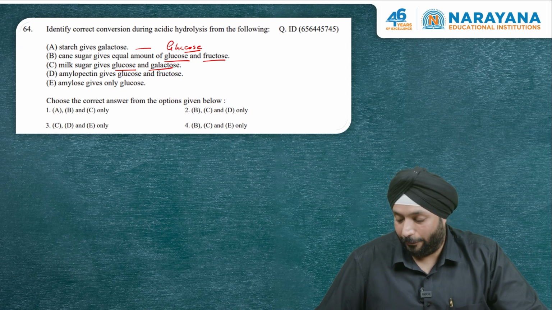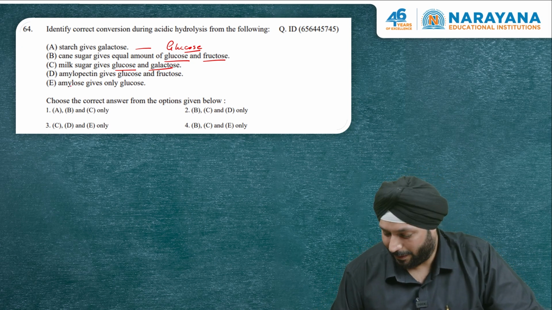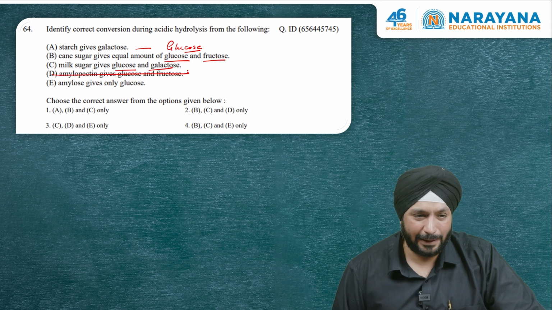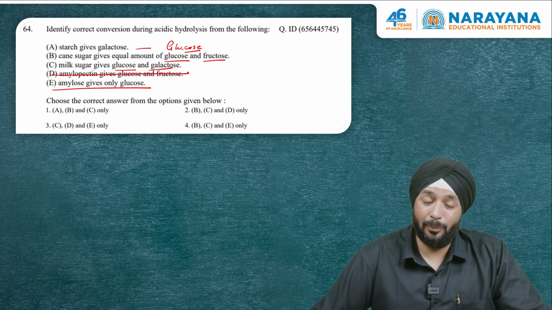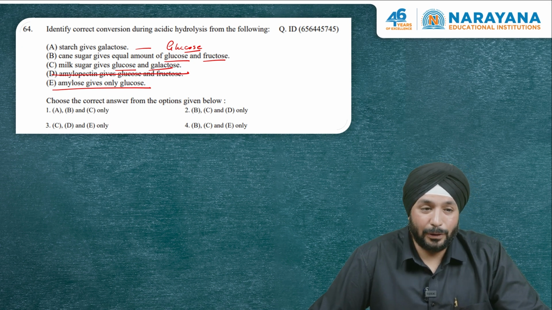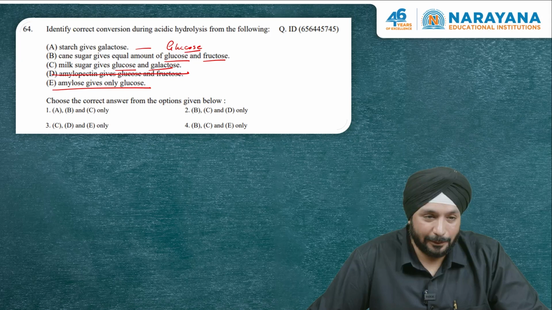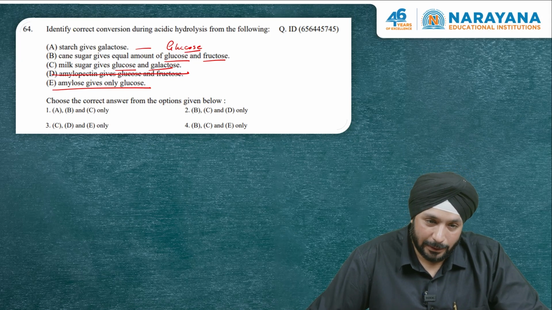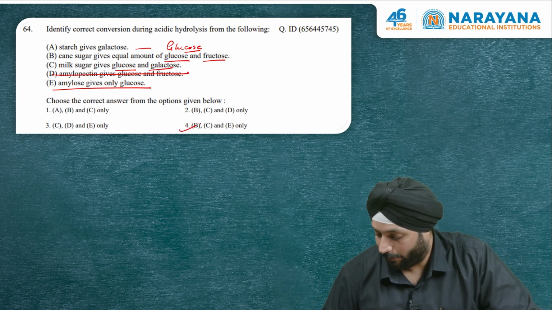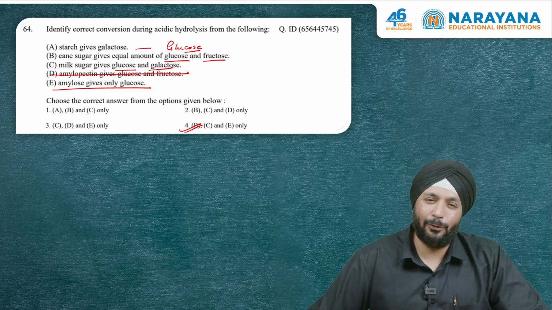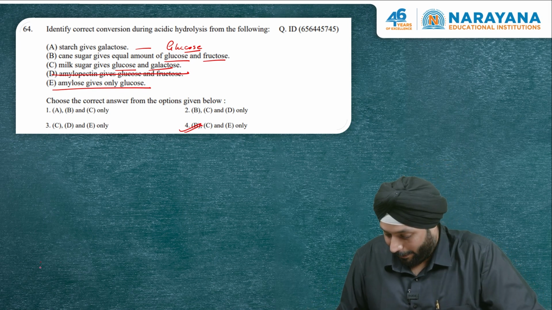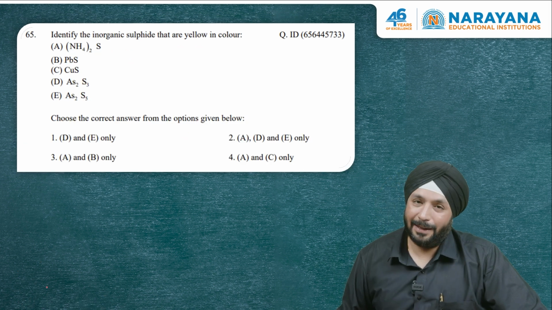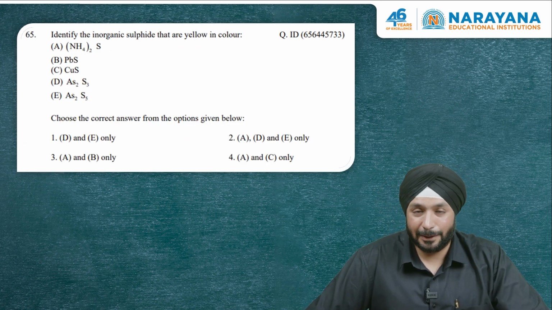Amylopectin gives glucose and fructose? No, amylopectin is made only from glucose, right? Amylose is only glucose. That is correct. Starch contains amylose and amylopectin, both are made from glucose, right? So which options are correct according to the given question? That is option B, option C and option E. So the correct answer is 4. And then again, a straightforward question, you would have done it nicely, right? It is a direct question from biomolecules. So this time they have asked nice and direct questions from biomolecules, so that is a plus point.